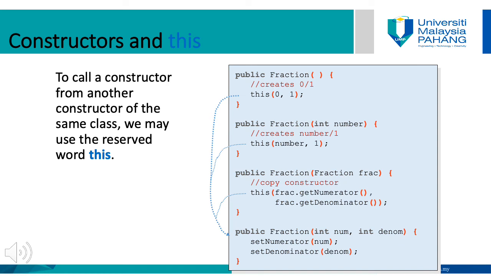As we know earlier, we have three types of constructors, right? So we want to know how we can call a constructor from another constructor of the same class using this. You can see in this block of code how we can use this to call a constructor from another constructor. You just simply include this before the statement.